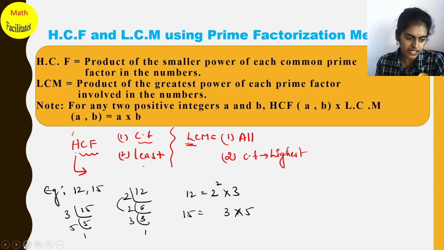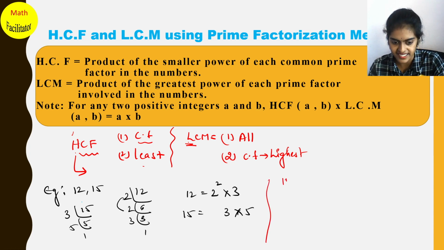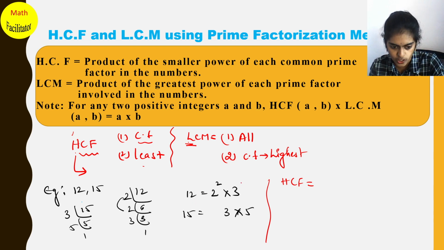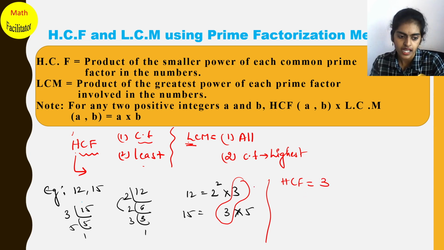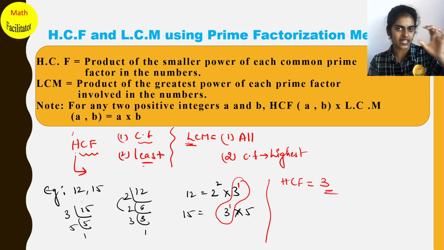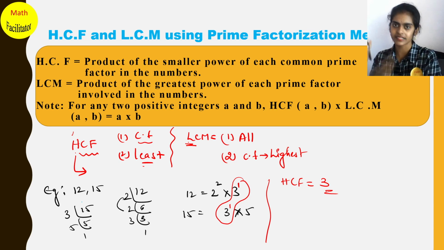Now firstly I am finding the HCF. For HCF, first point is you take only the common factor. Out of these two, you have only one common factor, which is 3. Write 3 as it is. Second point is you take the least power of the common factor, but here the common factor has only one power. Power is same, 1 and 1, so there is no choosing anything. So 3 power 1, or 3, is your HCF.